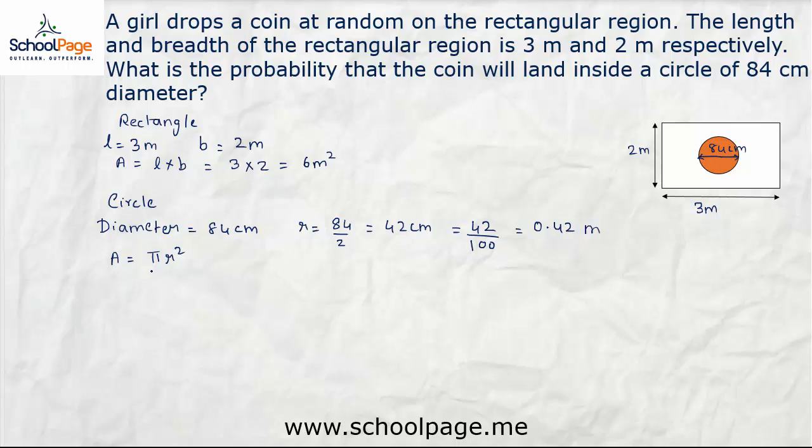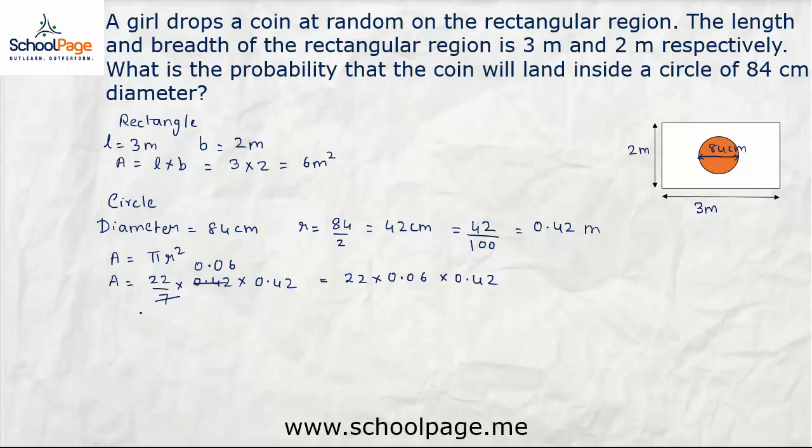Now let us find the area. So area is equal to 22 by 7 into 0.42 into 0.42. Let us simplify this. We get 22 into 0.06 into 0.42. Let us not multiply this, as we are going to find the probability, for which we will be dividing the area of the circle and the area of the rectangle.